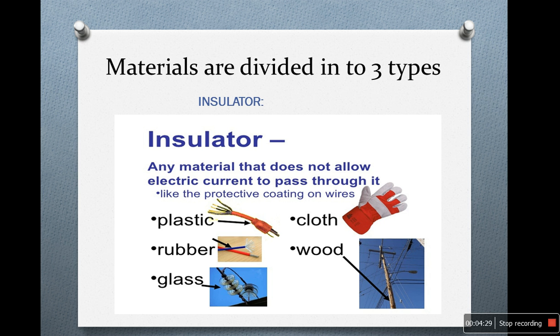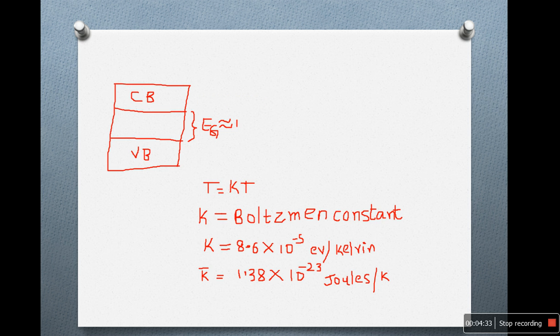Examples are plastic, rubber, glass, cloth and wood. And the next is the semiconductor. A material which has a smaller energy gap, that is 1 electron volt or less than 1 electron volt, is called a semiconductor.